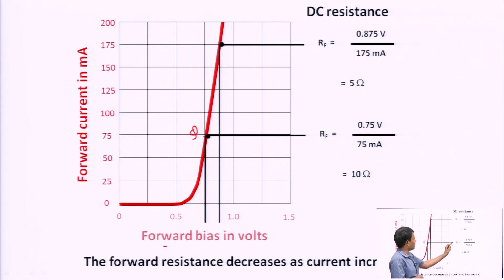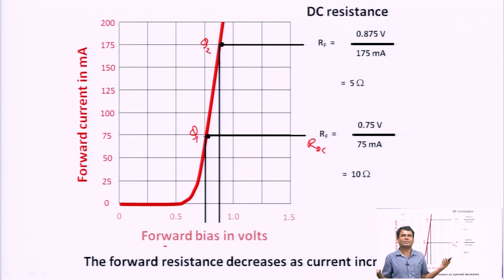This means the static resistance or DC resistance is equal to 0.75 volt upon 75 milliampere, which is equal to 10 ohm. Yes, the operating point is here. Suppose this is Q1. Now we have taken a point Q2 here. Q2 is the operating point at higher current. When we draw a perpendicular, the voltage across the diode is 0.875 volt and the current through the diode is 175 milliampere. Now it becomes 5 ohm. This means the resistance decreases.